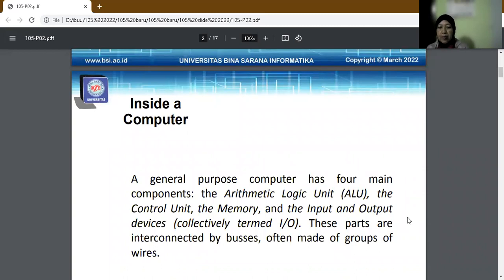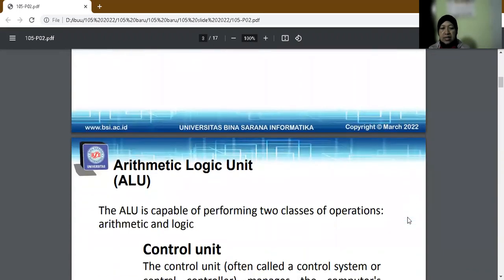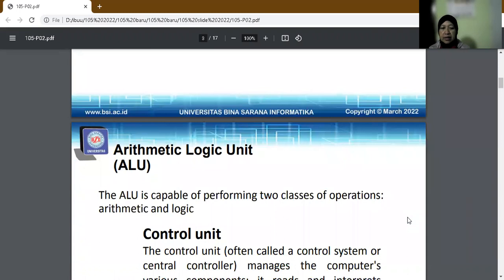A computer has 4 main components like the ALU. I think you know exactly about the ALU, arithmetic logic unit, and then there is the control unit, memory, input and output. Okay, this is about the parts inside the computer. The arithmetic logic unit is capable of performing 2 classes of operation, arithmetic and logic.